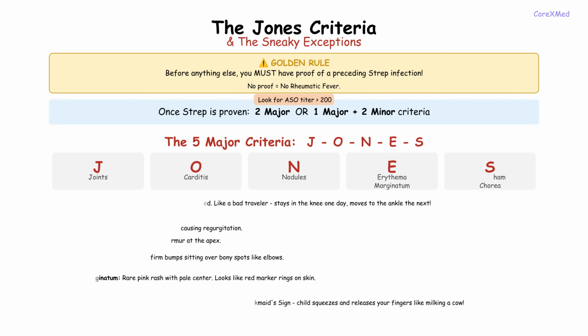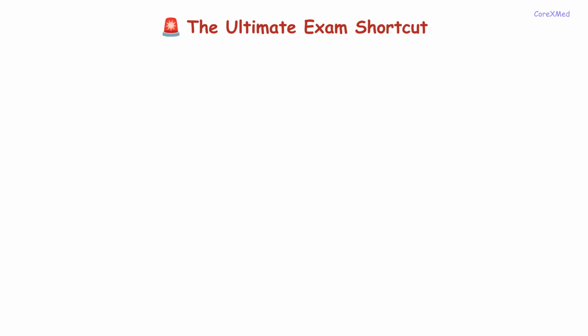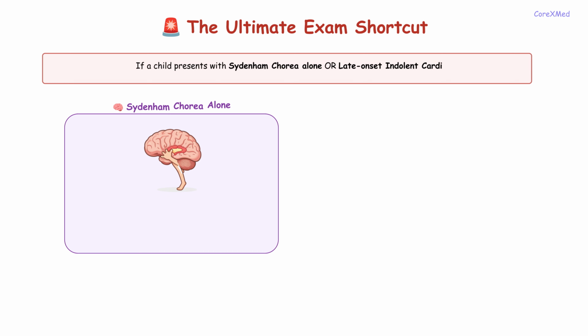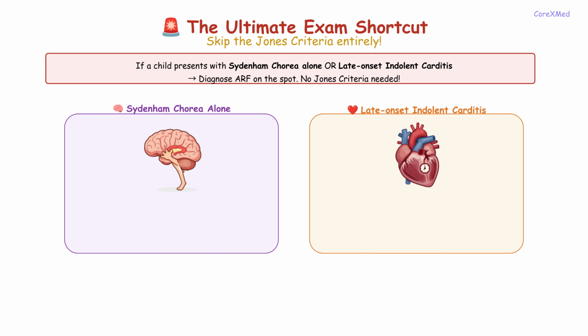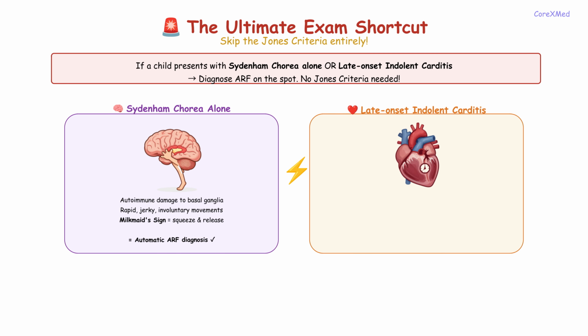Now, here is the ultimate exam shortcut. If a child presents with Sydenham chorea alone or late-onset indolent carditis, you can skip the Jones criteria entirely. You diagnose them with acute rheumatic fever on the spot.